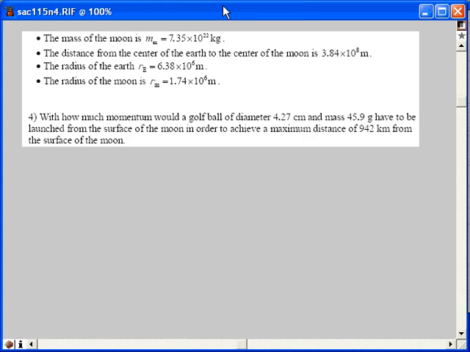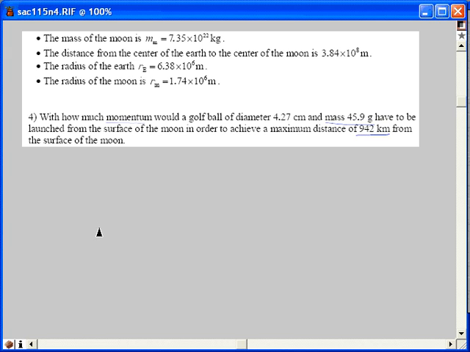So they want to know how much momentum a golf ball would have to get to this height above the surface of the moon, launched from the surface of the moon. I think my plan is I'll find out how fast it's got to be going at the surface of the moon to get up that high, using conservation of energy, and then I'll just use the definition of momentum. Whatever that speed is, I'll multiply it by the mass of the golf ball to get the magnitude of the momentum, and I'll call the direction upward and have the question answered.